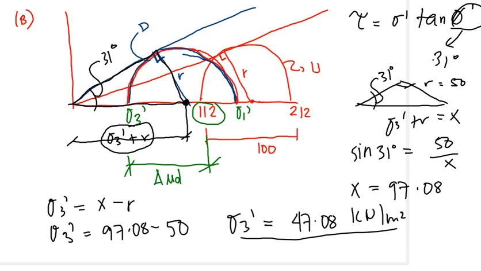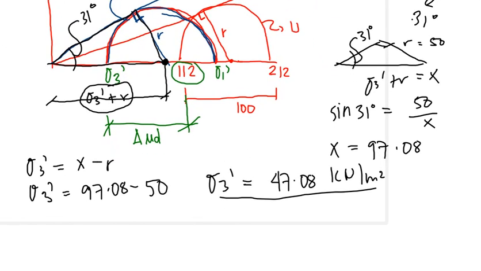Mahahanap na natin yung ating value for the pore pressure kasi meron na tayong value ng sigma 3 prime. Mahahanap na natin yung value ng pore pressure natin. Meron tayong sigma 3 doon sa ating total. Meron na din tayong value ng sigma 3 prime. That is for the effective condition. We can now solve for our delta U_d, or yung pore water pressure natin.